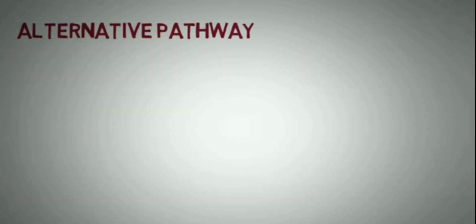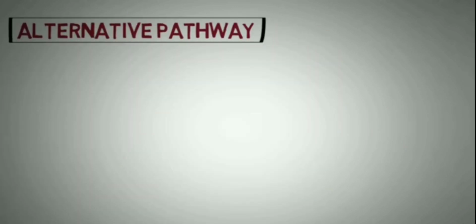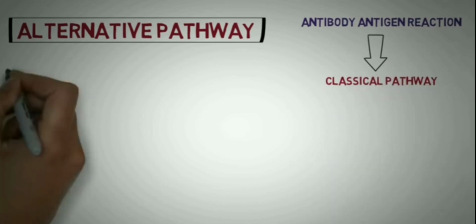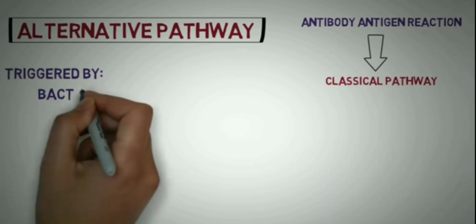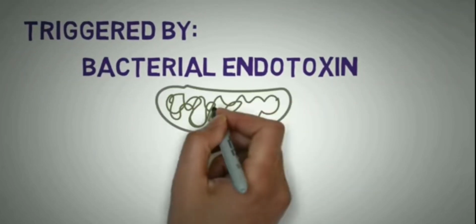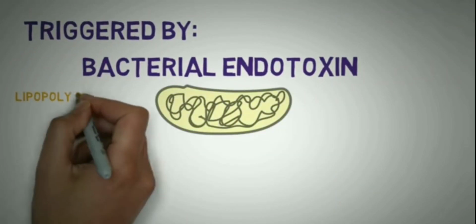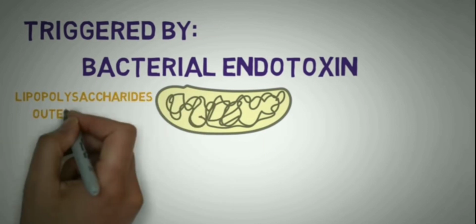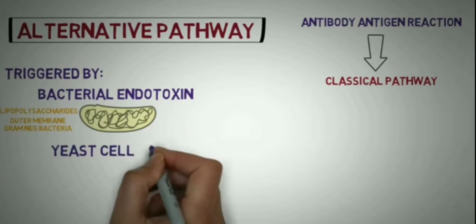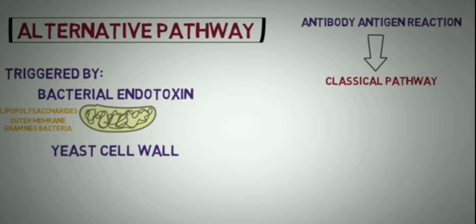Now let's talk about the alternative pathway of the activation of the complement system. As we just studied, the antibody-antigen reaction is the main trigger for the activation of the classical pathway. But the alternative pathway is mainly triggered by the bacterial endotoxin. The bacterial endotoxin is a lipopolysaccharide compound which is found in the outer membrane of gram-negative bacteria. The other triggers of the alternative pathway are the yeast cell wall and the cobra venom factor.